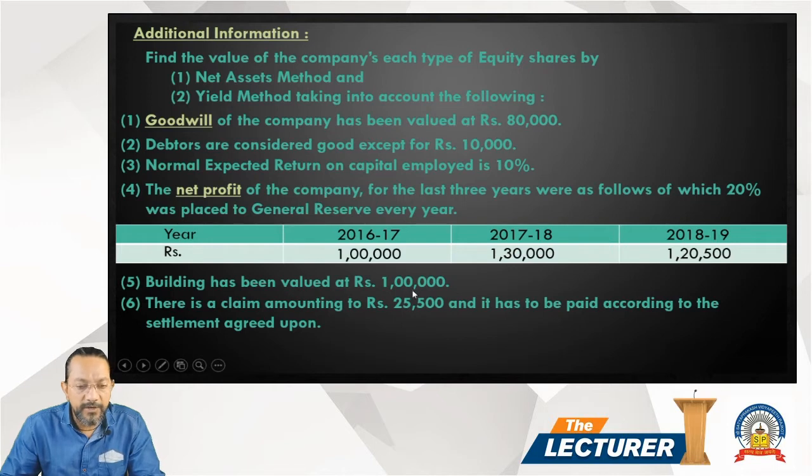Building has been valued at 1 lakh. This is the revised value of building. So this 1 lakh will be considered while we calculate net asset. There is a claim amounting to 25,500 and it has to be paid according to the settlement agreed upon. So these are the future expenses we have to consider while calculating returns.